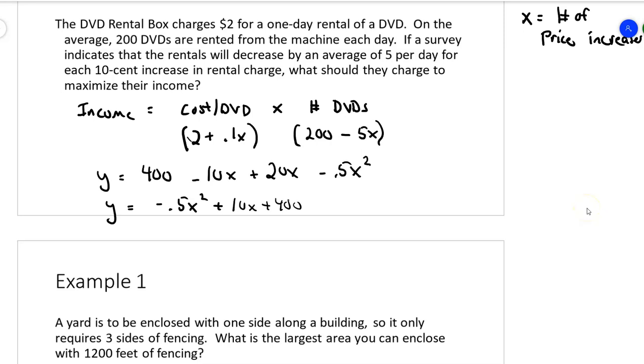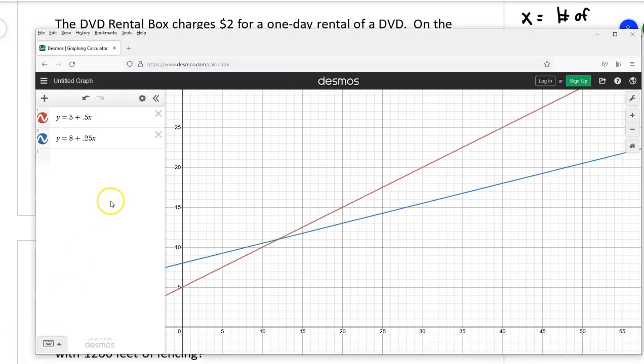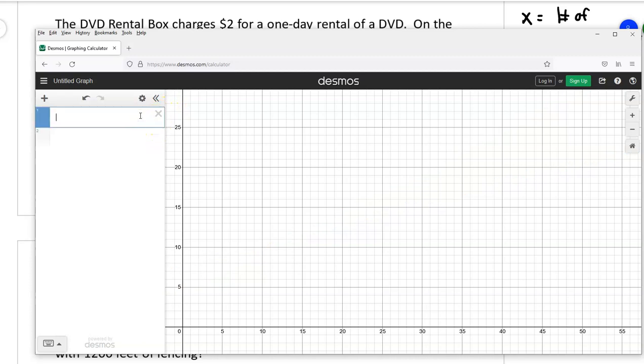All right, so now we've got to graph this. If you've got a graphing calculator, that's the best option because you can use second calc, go to find the max, left bound, right bound, and it'll give you the number. I don't have a graphing calculator at home, so I'm going to graph this on Desmos and see how close I can get. So the equation was y equals negative 0.5x squared plus 10x plus 400, right? Let's double check.